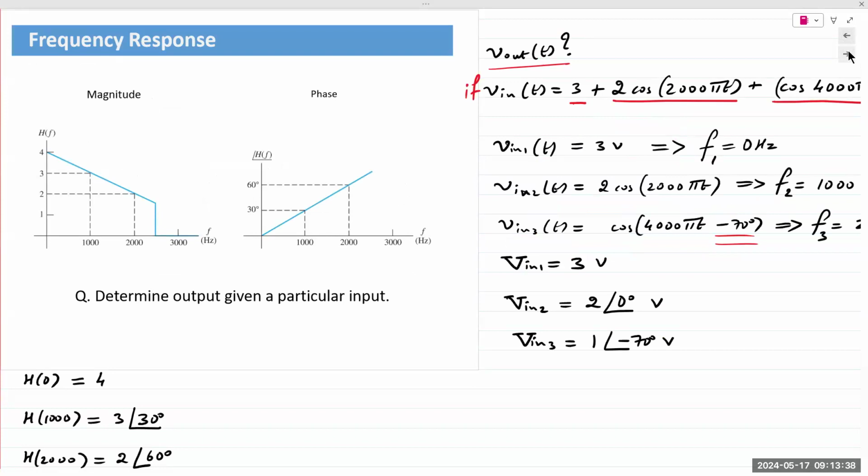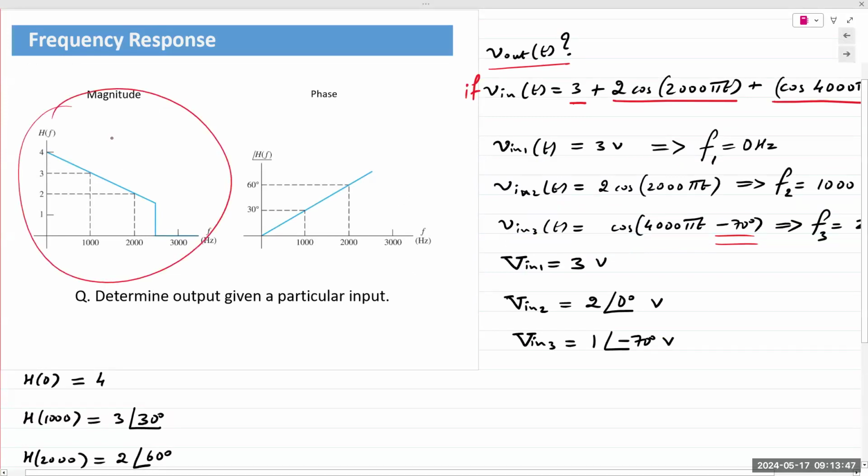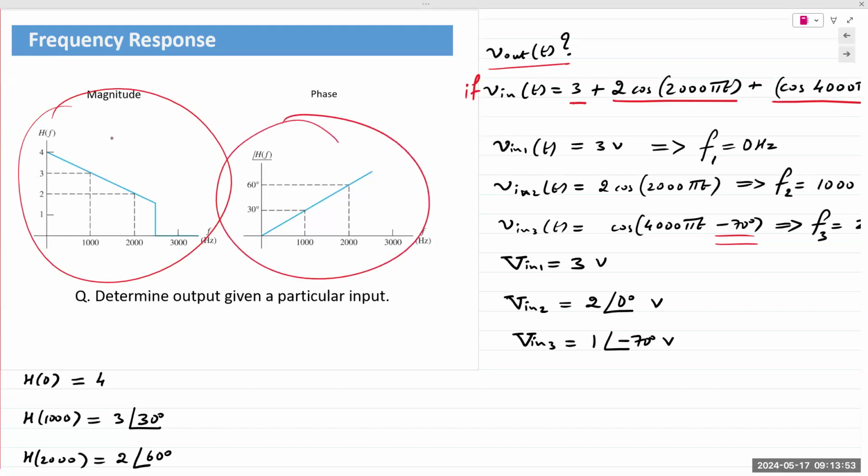Okay. So the transfer function of a circuit is given to us in graphical form. First one on the left gives us the magnitude of H of F. Second one on the right gives us the phase. We don't know what the circuit is. We don't know what it does. There's no name given to the circuit. There's no circuit diagram, but we don't need to know it. And that is the point.